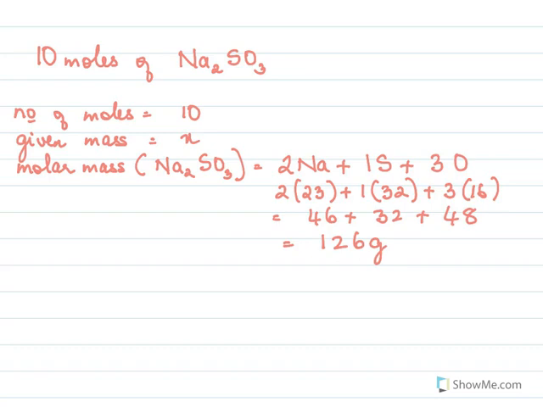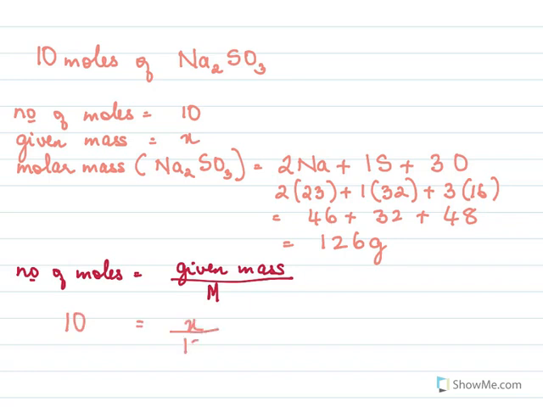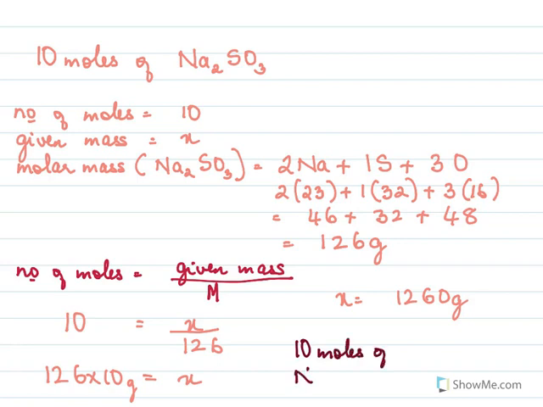Now we are going to use the first formula, number of moles equal to given mass over molar mass. Molar mass is M. So number of moles here is 10, given mass is x, molar mass here is 126. So 126 into 10 equal to x, given mass. So x equal to 1260 gram, which means now the answer: 10 moles of sodium sulfide, the mass is 1260 gram.